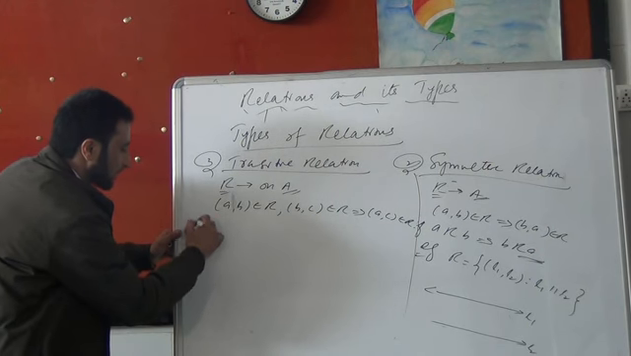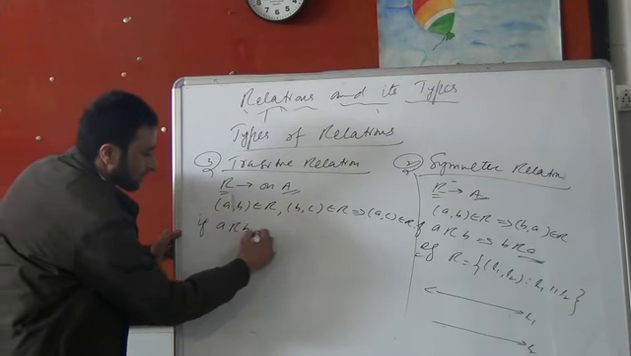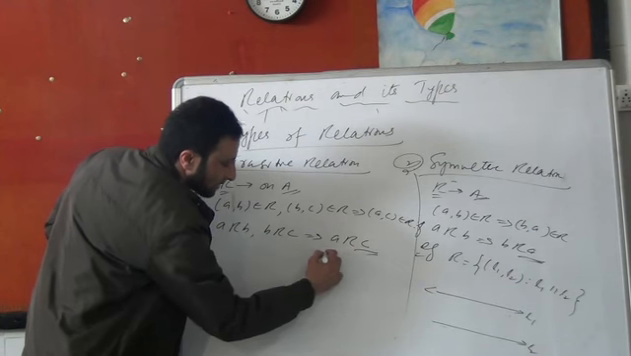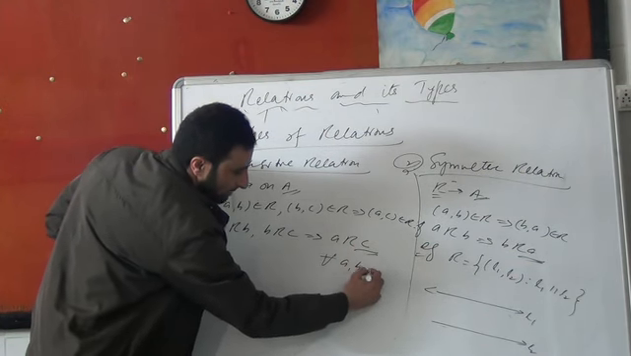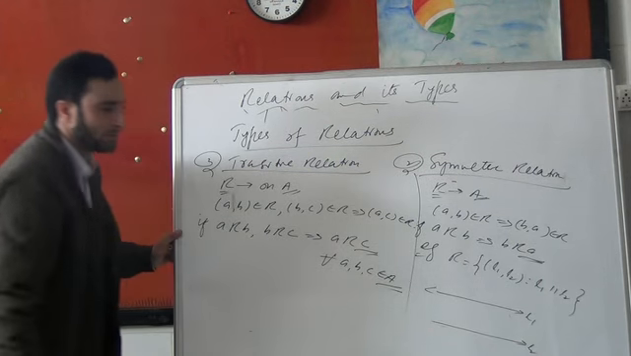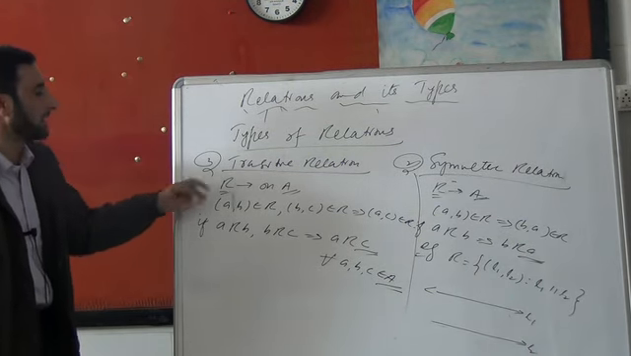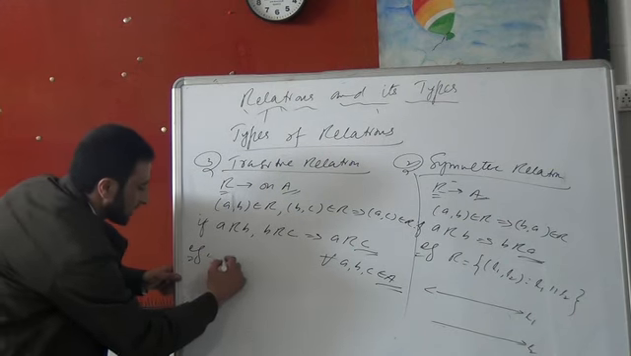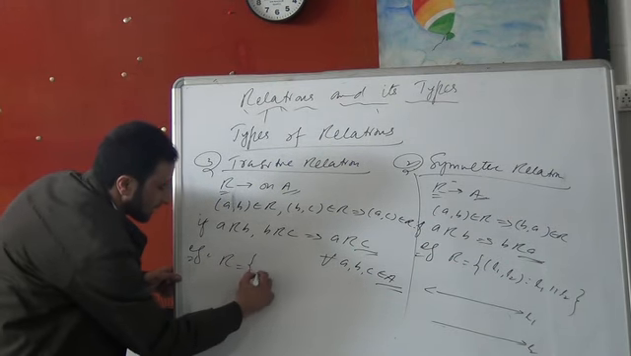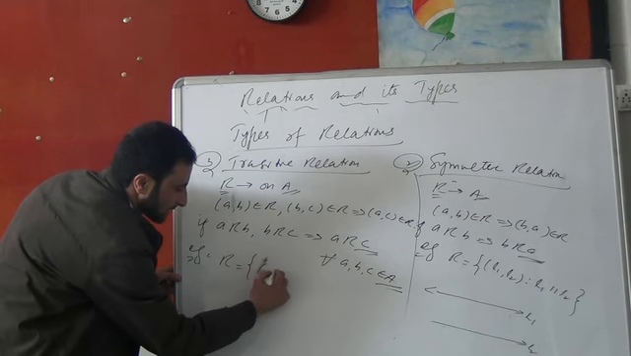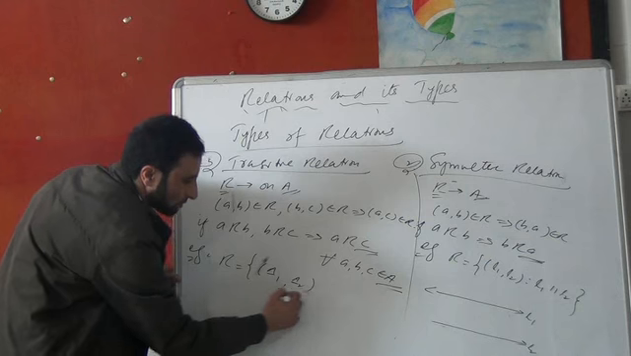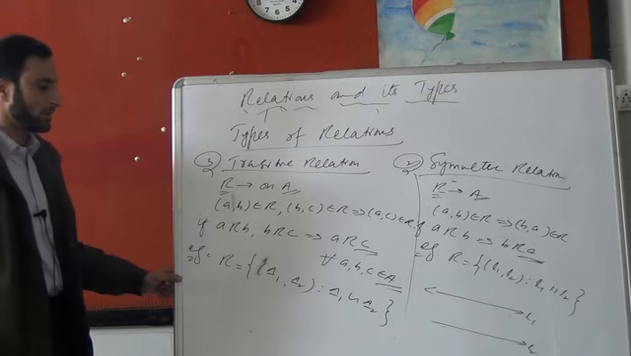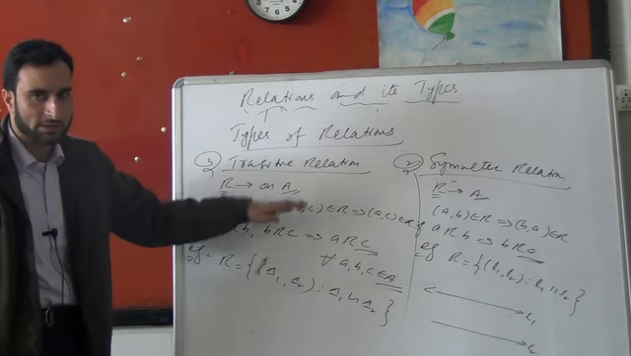Or in other words, we can say that if A is related to B and B is related to C, then A should be related to C for all a, b, c belonging to set A. Then in this case the relation will be called a transitive relation. For example, if we have a relation like this, you have two triangles, triangle 1, triangle 2, such that triangle 1 is similar to triangle 2. The relation is clearly a transitive relation. How is it a transitive relation?